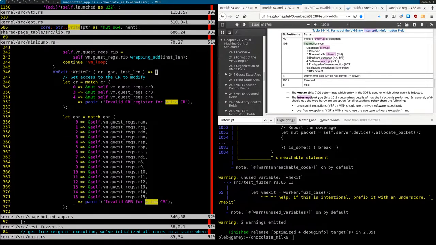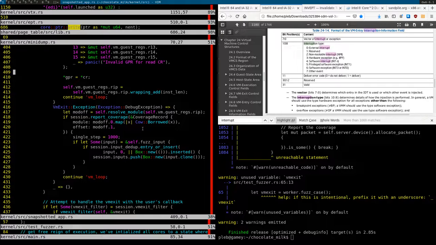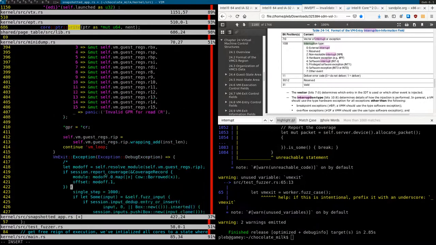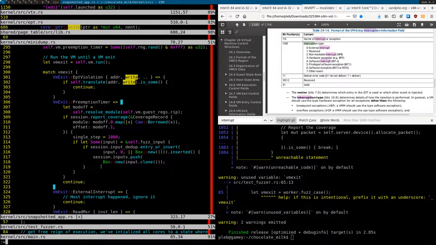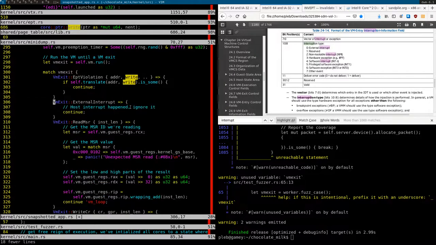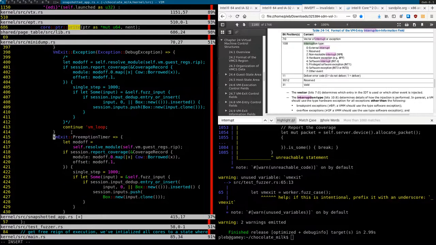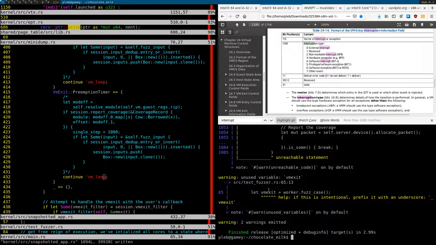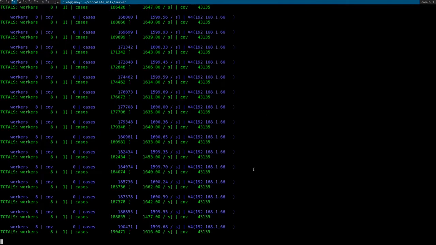Get the kernel GS base. Filter report coverage. Okay, I'll just entirely turn this off. Oh, is it that? Is it the coverage reporting? Preemption timer. We'll move this down. Same logic here. Continue VM loop. Is it just querying that coverage table? I don't think so. Nope. Okay, good.